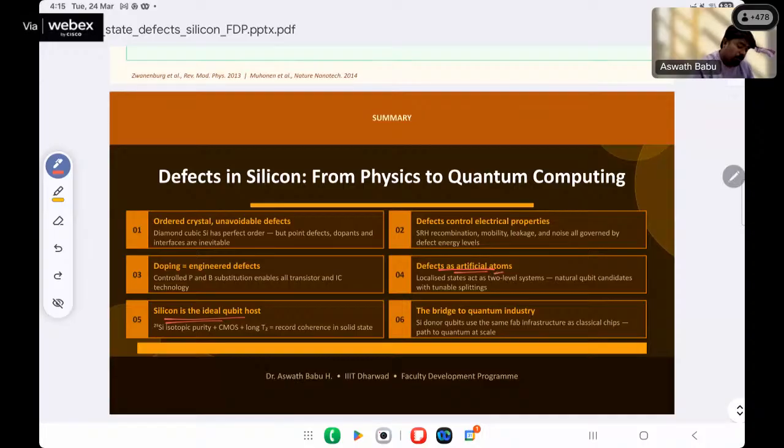This is a very good bridge to the quantum industry, because silicon donor qubits use the same fabrication infrastructure as classical chips, which can lead to quantum at scale. Scaling can be easily possible. You can have hybrid systems. Qubits realized using silicon defects can be connected through other silicon defects via quantum chips made of silicon CMOS FETs. This is how the scaling can be possible.